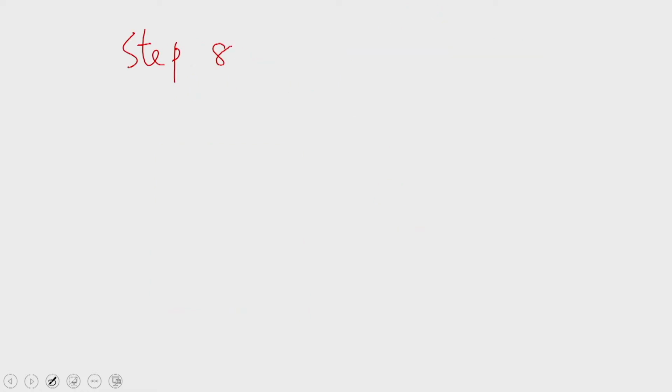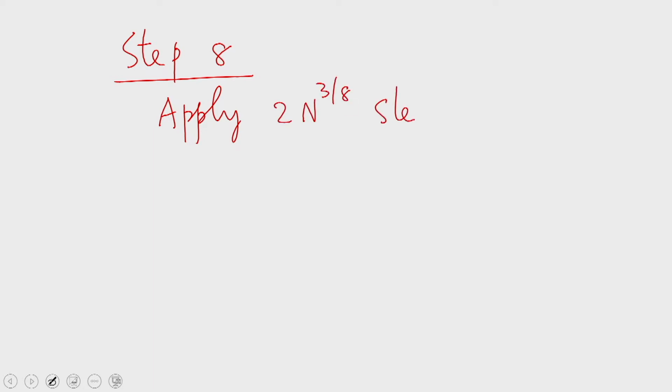In step 8, we apply twice n power 3 by 8 steps of odd even transposition sort onto the snake.